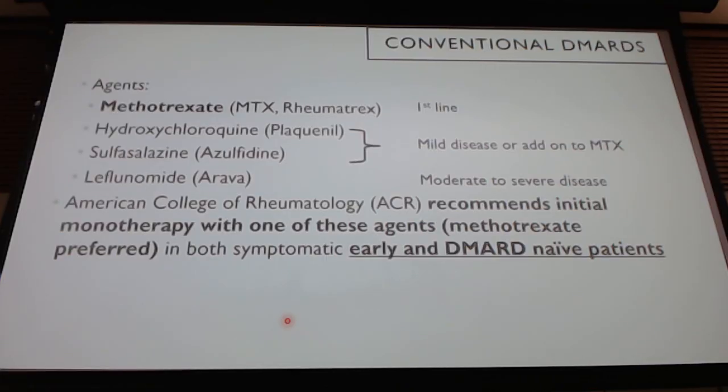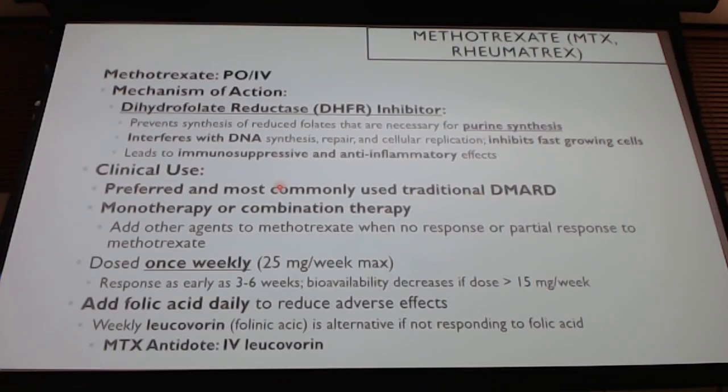So, looking at your conventionals, you have methotrexate, which is where we typically like to be. And then you have your mild disease or add-on to methotrexate. We'll usually use your hydroxychloroquine or your sulfasalazine. And then your moderate to severe patients, we'll see that sometimes they're put on that methotrexate with your leflunomide or your Arava. Again, the sooner we can get them on the medications, the better. That is the big thing when we're looking at these medications, okay?